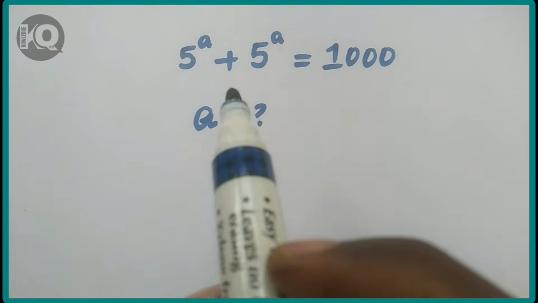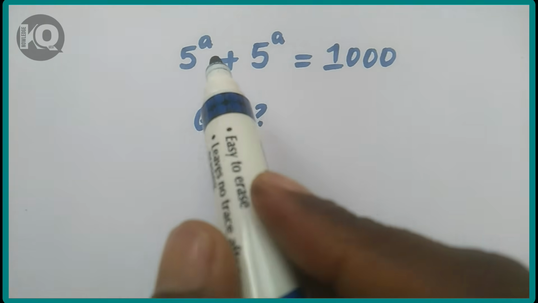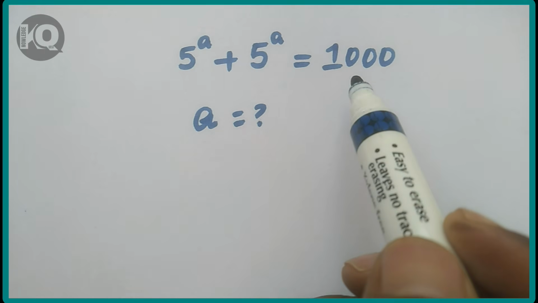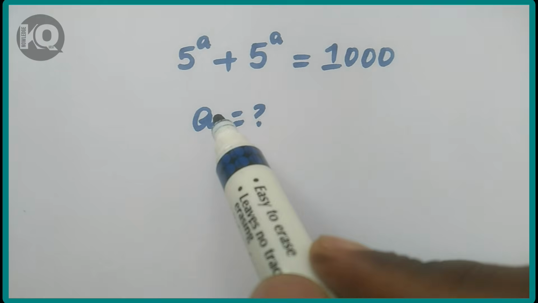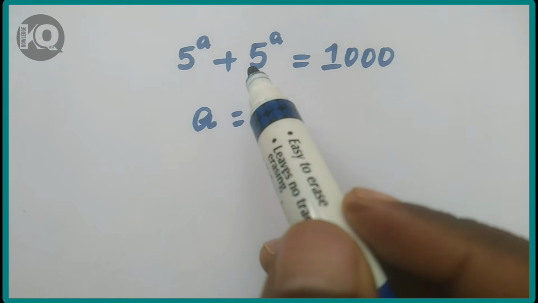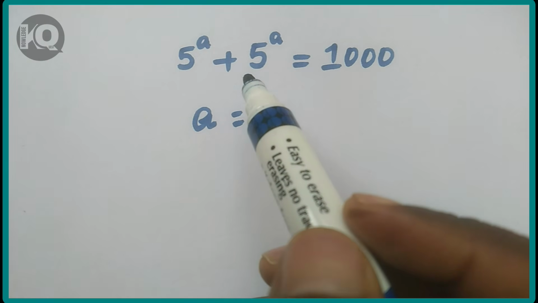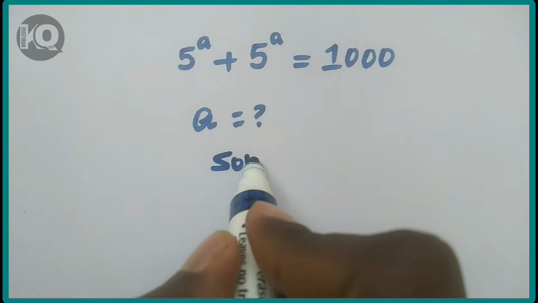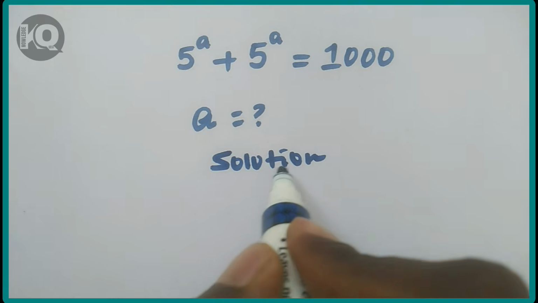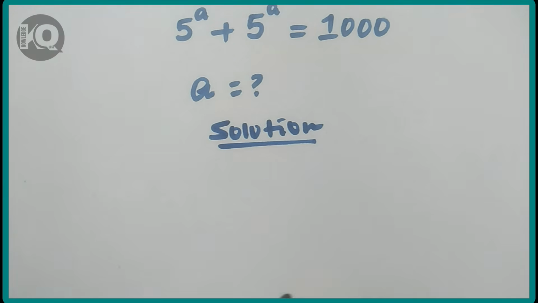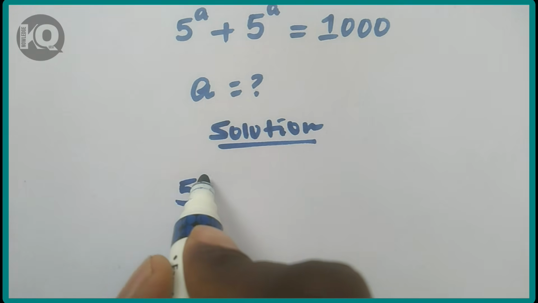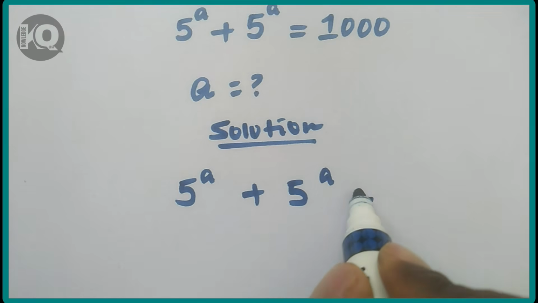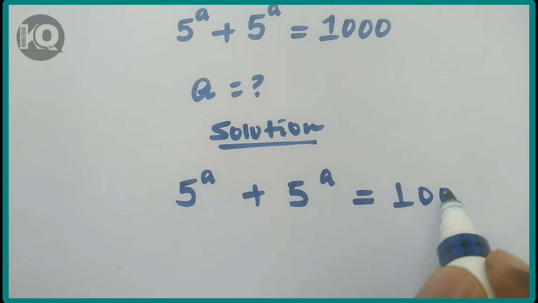Hello and welcome to solve this problem, which is 5 to the power of a plus 5 to the power of a, which is equal to 1000. Find the value of a for this equation. To find the value of a, solution: from our problem, 5 to the power of a plus 5 to the power of a is equal to 1000.